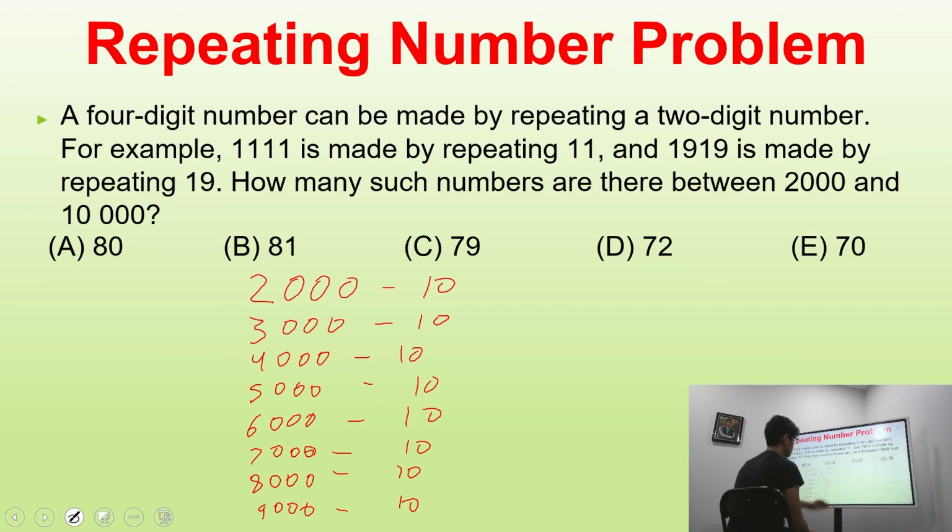So now, since we have all these 10s, all we need to do is add them all together, and then we should be able to get our answer for this problem. So we have 10, 20, 30, 40, 50, 60, 70, and 80. So as our final answer, we got A, which is 80. And just like that, we got our answer, 80, and that's basically it for this problem.